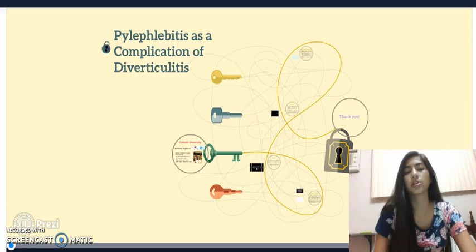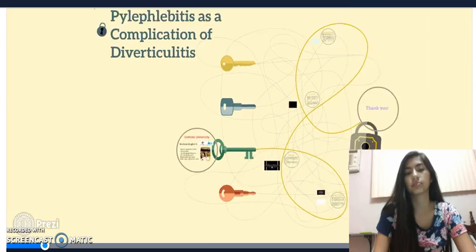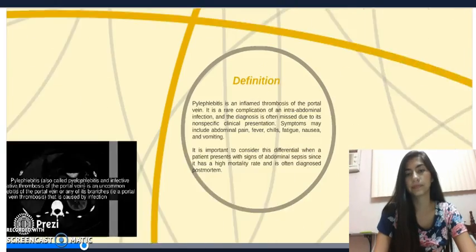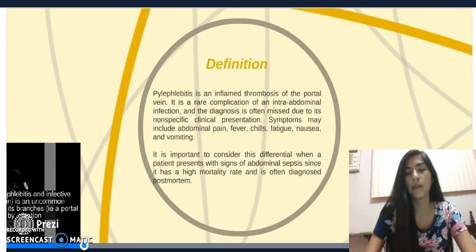Pylephlebitis as a complication of diverticulitis. Definition: Pylephlebitis is an inflamed thrombosis of the portal vein.